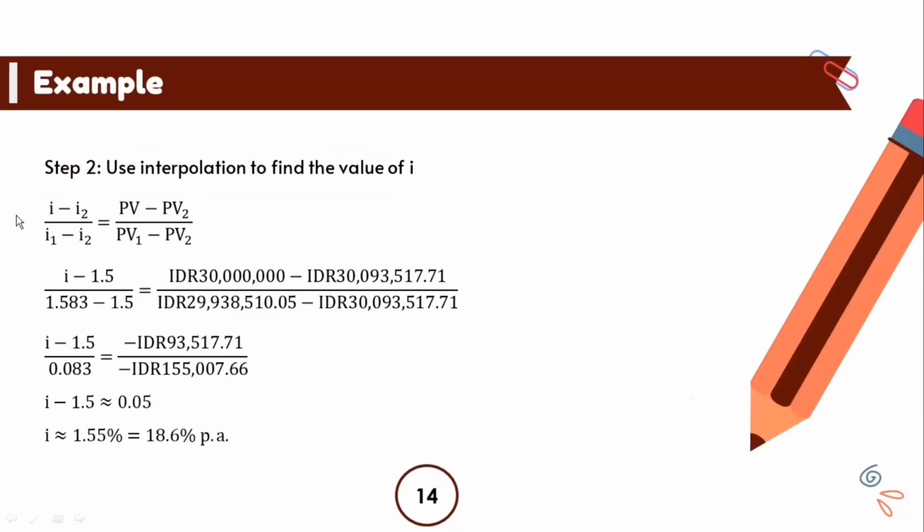And then last, use interpolation with substitute I1, I2, PV1, and PV2. So we get the interest rate is 1.55% per month, or 18.6% per annum.